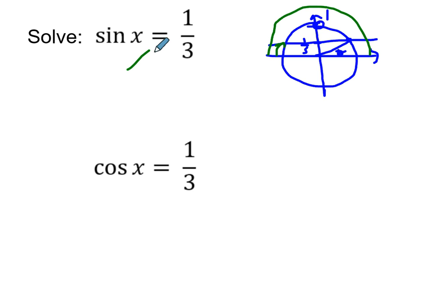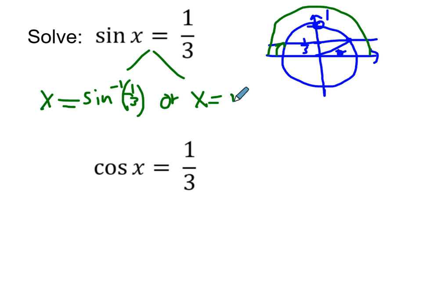So when you find your two solutions, you're going to have x is equal to sine negative 1 of 1/3, or your second angle will be pi minus sine negative 1 of 1/3. So you're always going to find your two solutions like that. If you look at the graph, it's really helping you to visualize what are the two values.